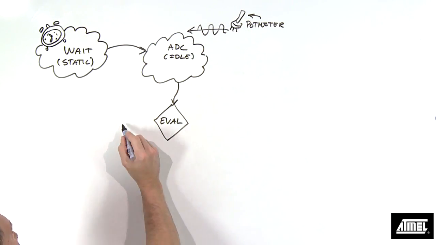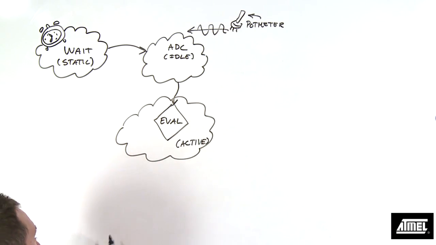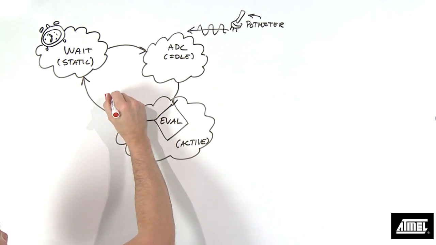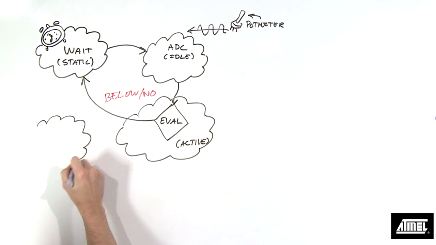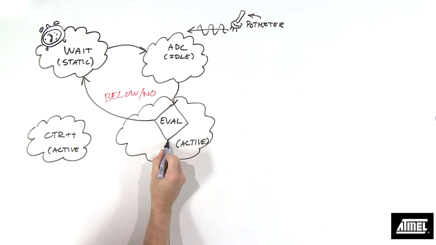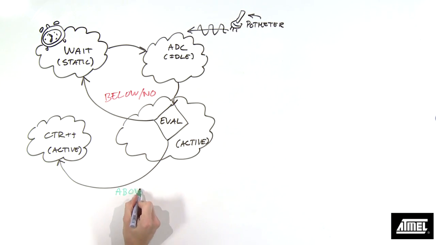So, the ADC takes one sample that the CPU evaluates. If it's below the threshold, we go directly back to static mode. If it's above, the CPU increments the counter before we go back to static mode to wait for the next sample. We do this every 5 milliseconds.